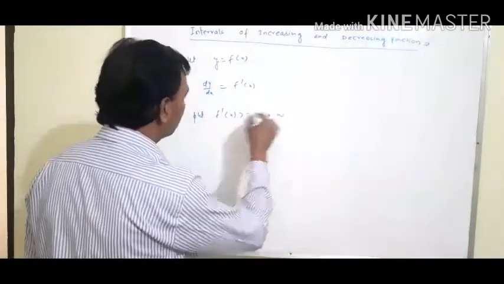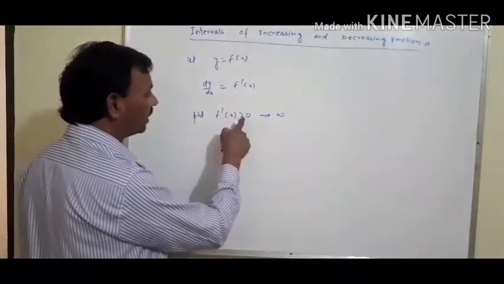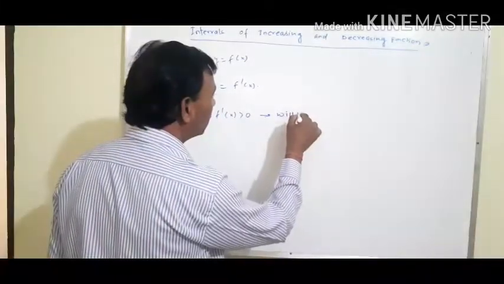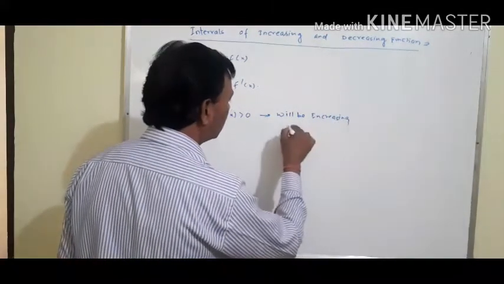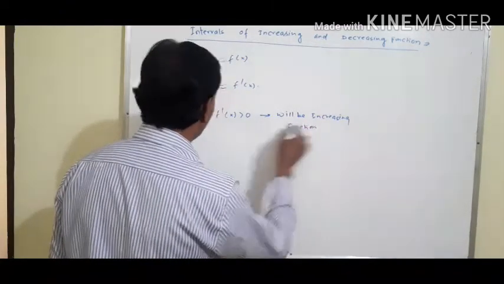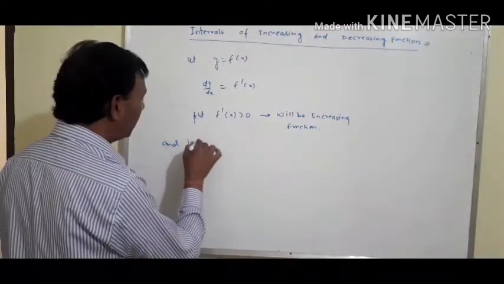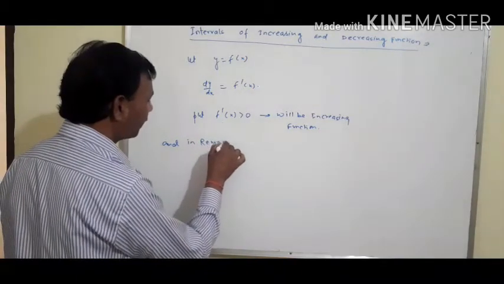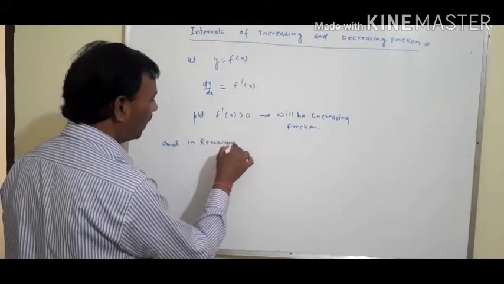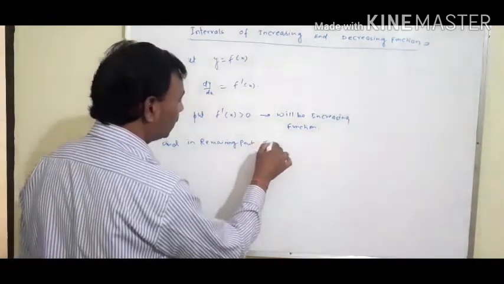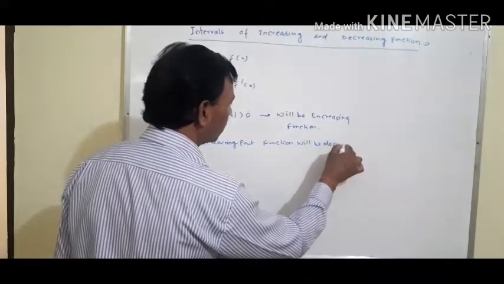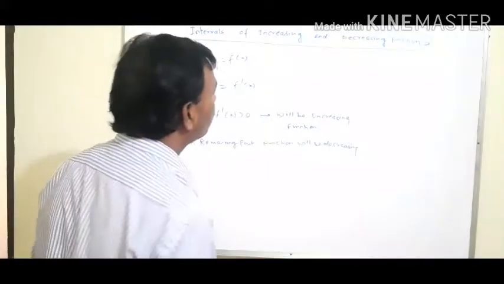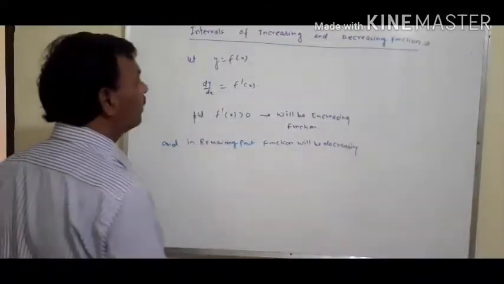Where f dash of x is greater than 0, the function will be increasing, and in the remaining part the function will be decreasing. So this is a so simple condition. Now we take one example.